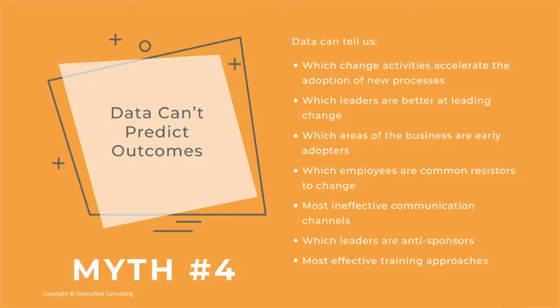We know that there are some that are great and that there are some that you really just don't want as your sponsor. Which areas of the business are potentially our early adopters, and maybe which employees are common resistors to change? What are some of our more ineffective communication channels that we wouldn't want to be using? Which leaders are anti-sponsors? And then lastly, what are the most effective training approaches? And those are just some of the things that data can tell us.